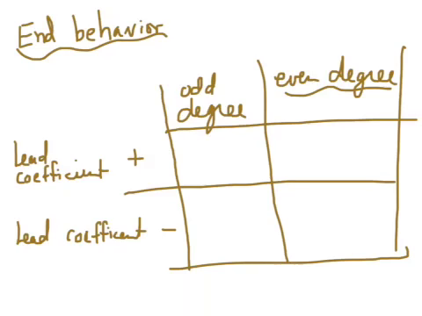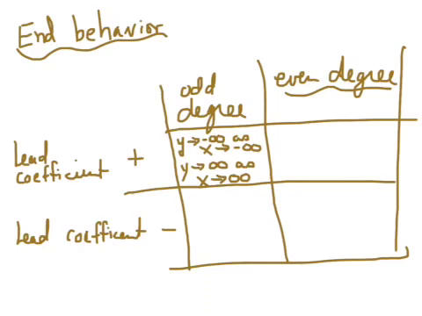If it has an odd degree and the lead coefficient is positive, then here's what it's going to say. It's going to say y approaches negative infinity as x approaches negative infinity, and y approaches positive infinity as x approaches positive infinity.